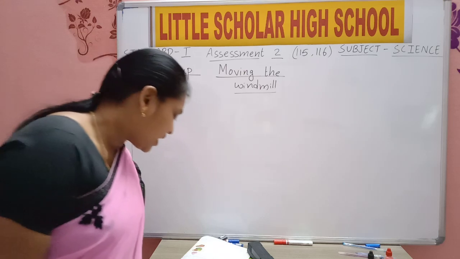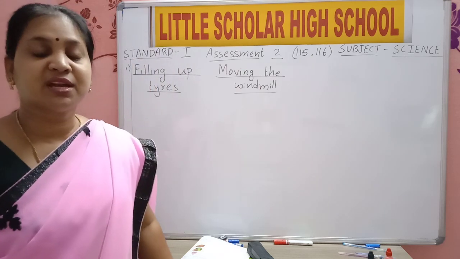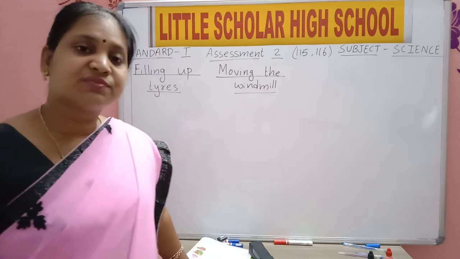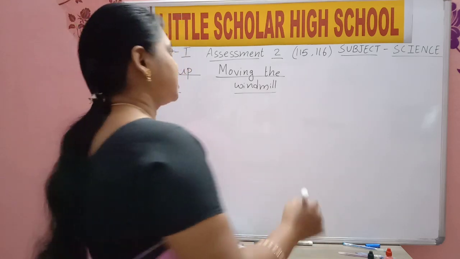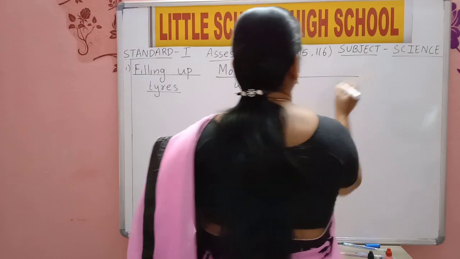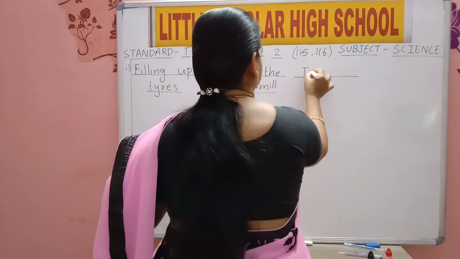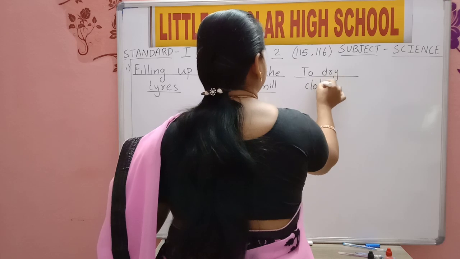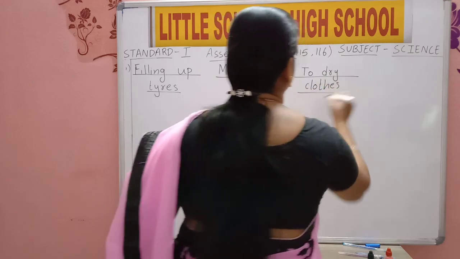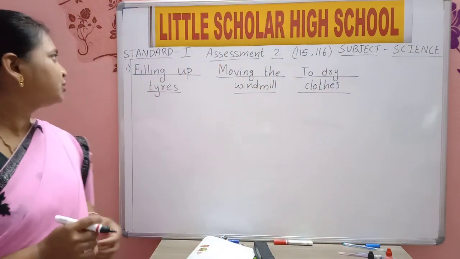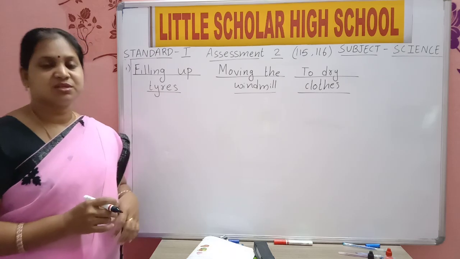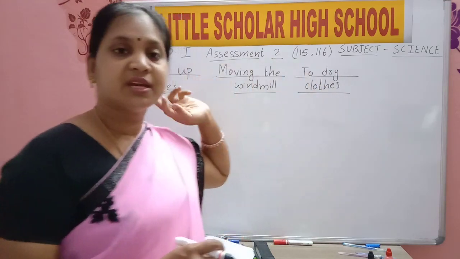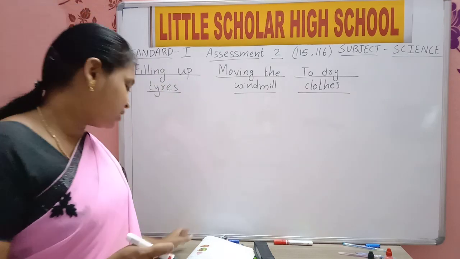Third one, drying clothes. Third picture. How is air useful here? To dry clothes. T-O, to. D-R-Y, dry. C-L-O-T-H-E-S, clothes. To dry clothes.